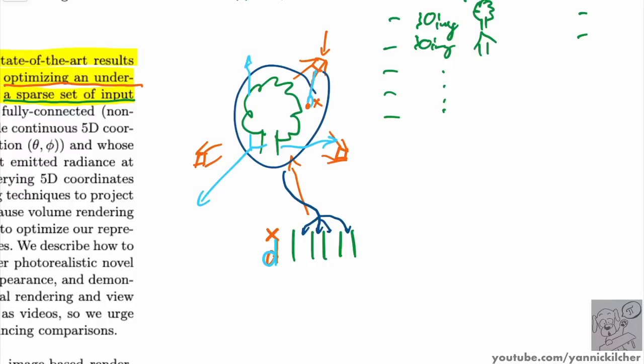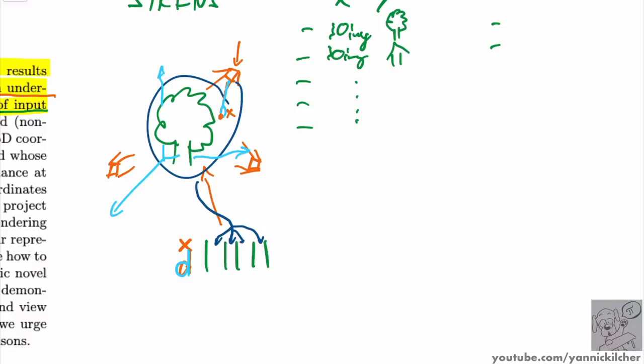What does it output? The output of the neural network is going to be a color, C, like what color is at that particular location, and a density. Is there even something at that particular location, right? So the density tells you whether there is something or not, and if there is something, the color tells you what color it is, all right? So this is a really different way, I want to stress that again, of using neural networks.